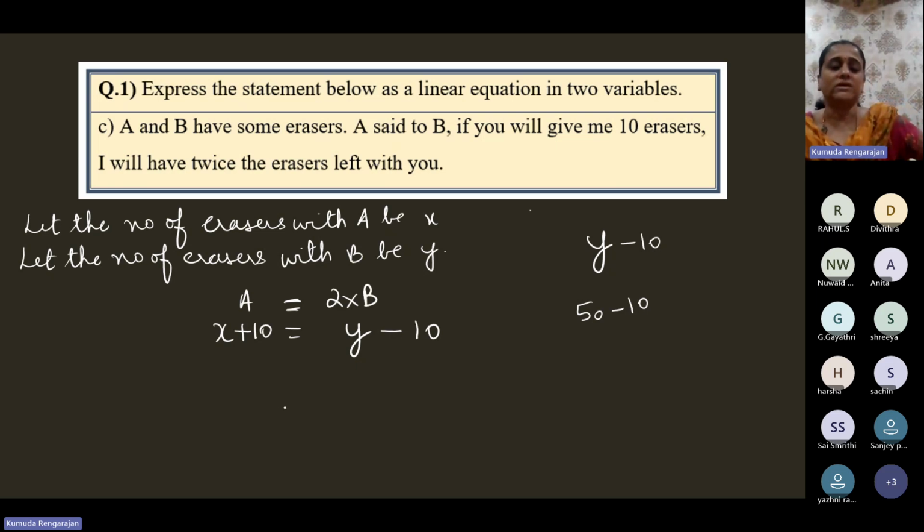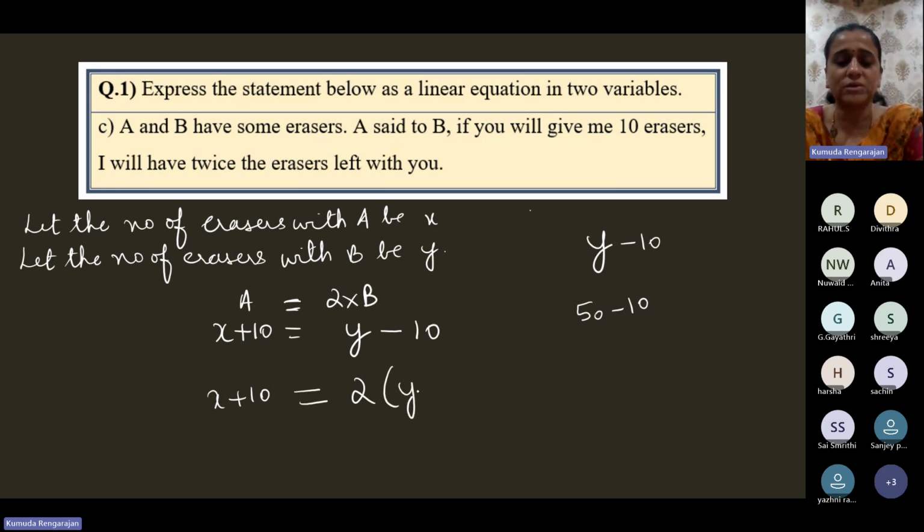So 2 into B. Whatever is in words, you should just convert that to an equation. Just read and keep constructing the equation. So A says I will have. How much A has? X plus 10. I will have, this is what A has. Will have meaning equal to twice 2, the erasers left with you. Left with B. What is left with B? Y minus 10.